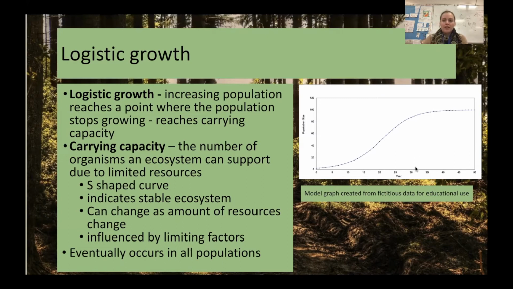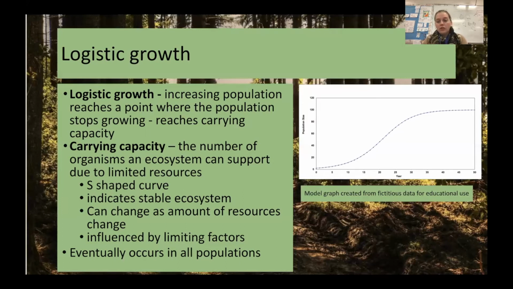So carrying capacity indicates a stable ecosystem. You're getting that population to cycle according to how many resources are there. And carrying capacity can change. I might have a certain carrying capacity for deer on an island, but one year I get a lot of rain and more vegetation grows, so I can increase the carrying capacity on that island for that amount of time.